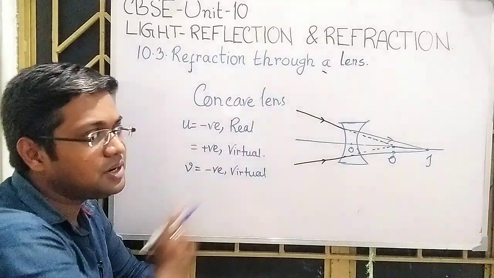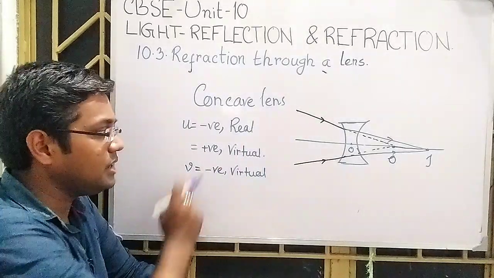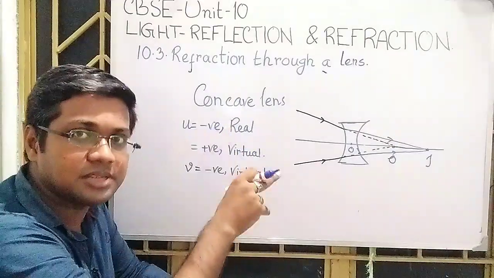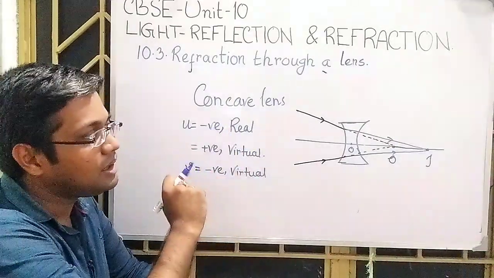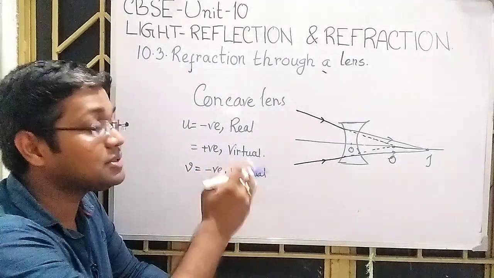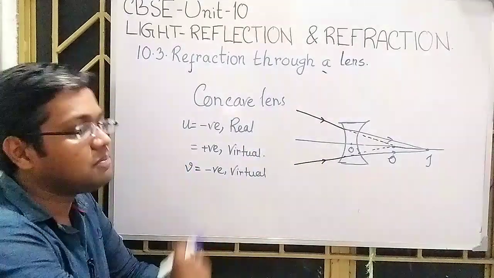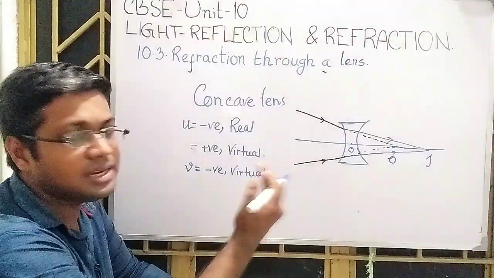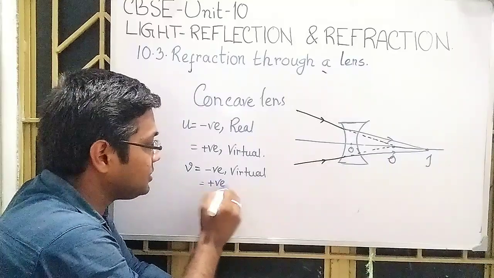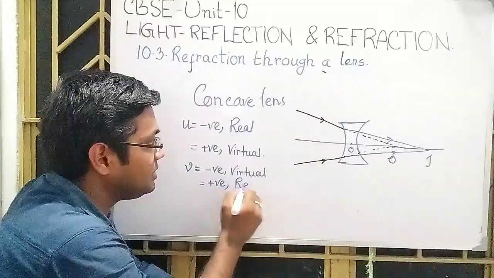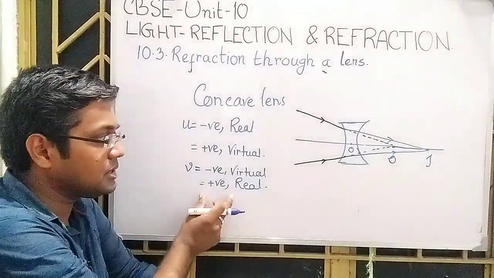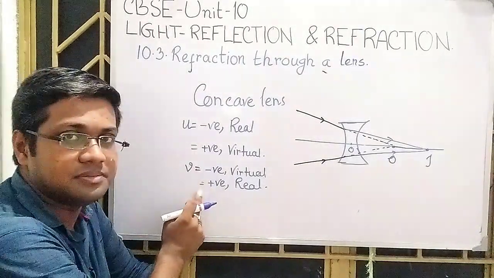But from this particular diagram, we have obtained that if the object is virtual, the image is real, and that is on the right hand side. So we can say V is positive if it is a real one. So it is a very important conclusion, this one and this one.